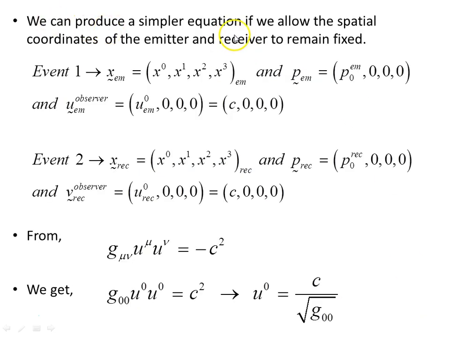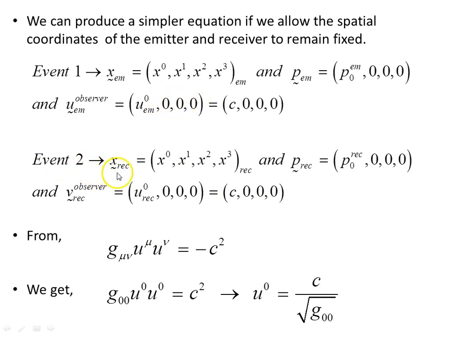Right, now we can produce a simple equation if we allow the spatial coordinates of the emitter and receiver to remain fixed. So let event 1 be the emitter at these coordinates, and the four-momentum of the emission will be this object here, and the forward velocity of the observer will be this object, because the observer at emission and the observer at reception are stationary. They're not moving. The emitters and receivers are fixed, and so the forward velocity of the observer at emission is this object here, spatially no change in position.